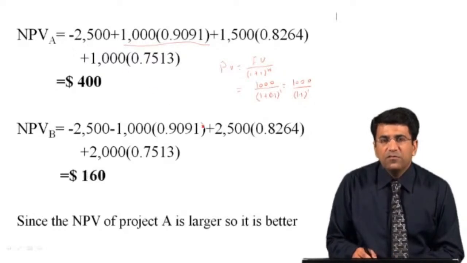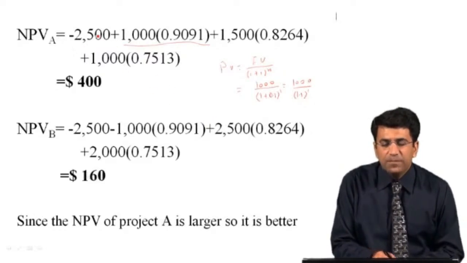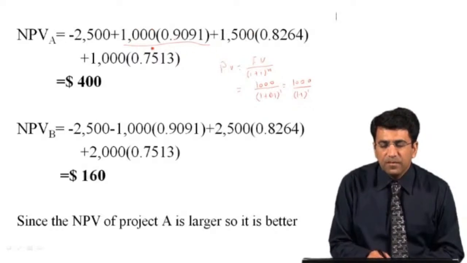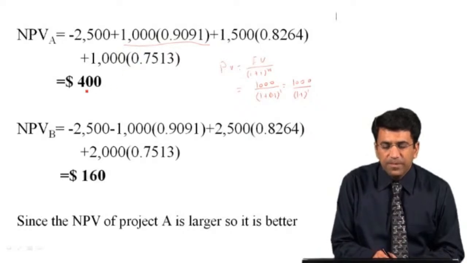So what we have done is calculate the present value of the different cash flows, and now if we add up all of these cash flows, the value is equal to 400. This 400 is actually the net present value for project A.